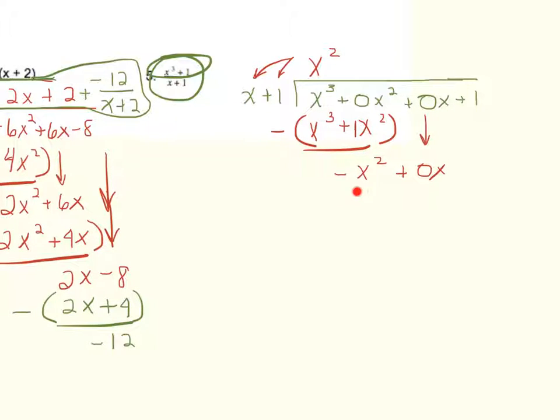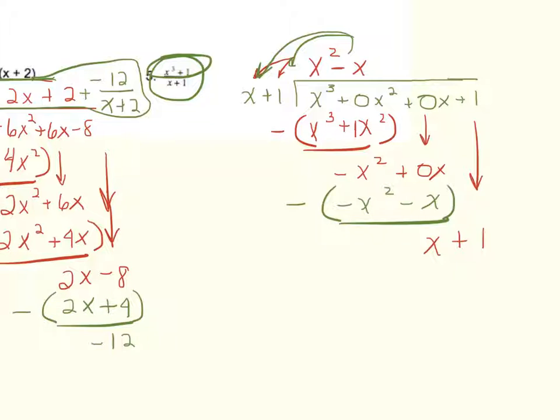x times what gives me negative x squared? I have to multiply by negative x. So when I carry out this distributing, taking the sign with it, I get negative x squared minus x, and I subtract. Negative minus a negative is negative plus. Those two negatives will make an addition, so the x squareds knock each other out. Here I've got negative times a negative, that's positive. I'm adding a plus 1 to a 0, so I get 1x.